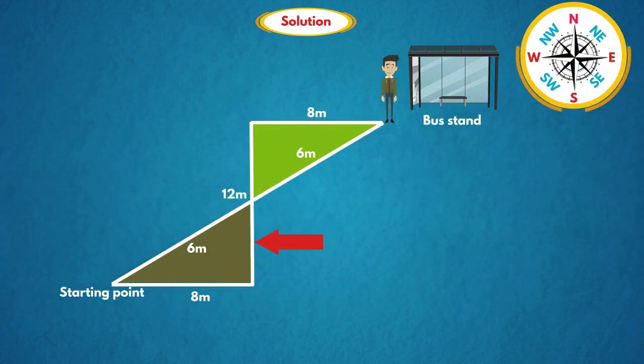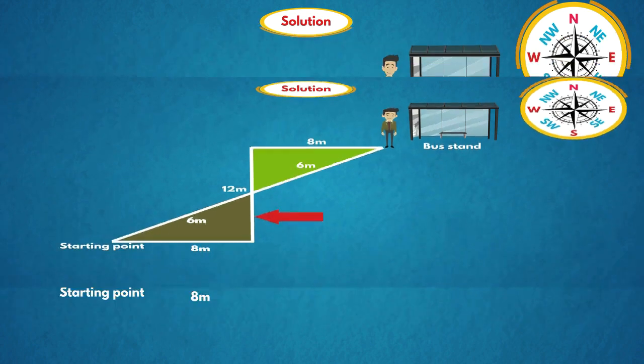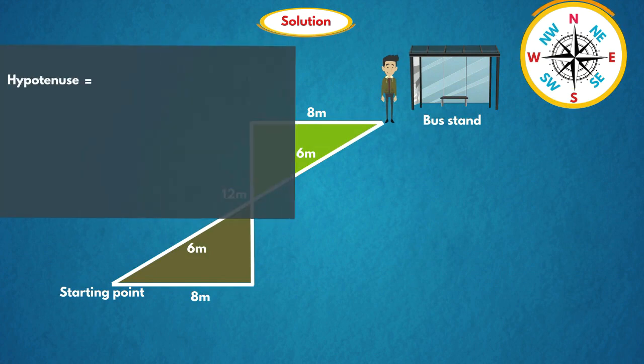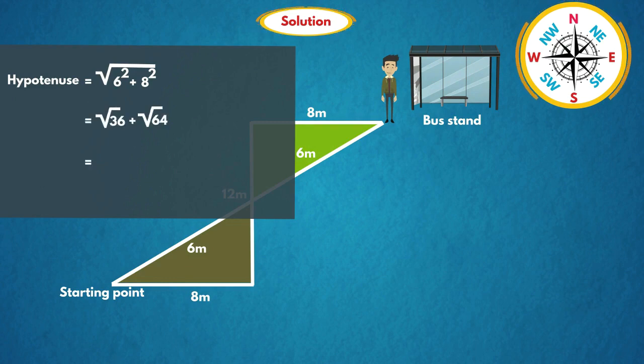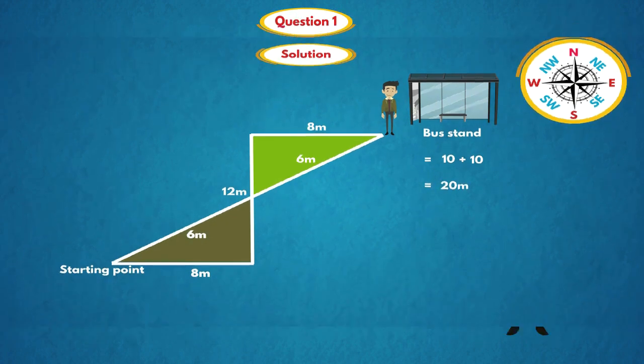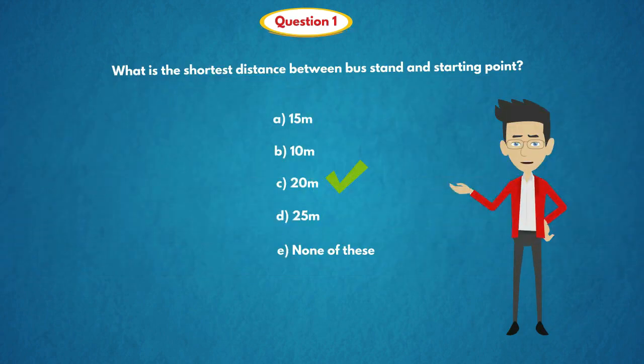Now in this triangle, the sides are 6 meters and 8 meters. In the right angle triangle, from the Pythagoras theorem, hypotenuse is equal to square root of 6 square plus 8 square. That is square root of 36 plus 64 equal to root 100, that is equal to 10 meters. So the distance between bus stand and starting point is 10 plus 10, that is 20 meters. So the answer is option C, 20 meters.